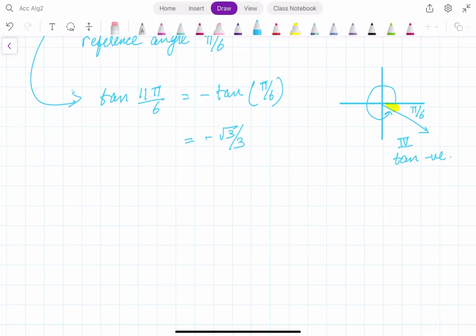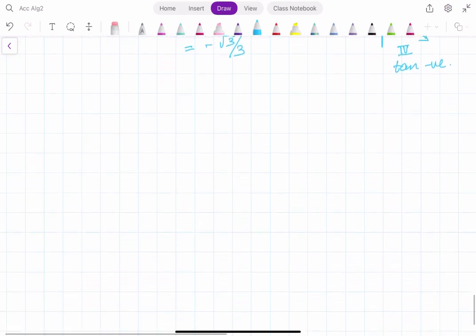Right? So the few things that you need to keep in mind: sketching is important, because with a sketch you will be able to identify where your angle will land, and in that particular quadrant which trig ratio is positive and which is negative. Because if you just write radical 3 over 3, that will be a wrong answer; it landed in the fourth quadrant, so it is negative. Let's take one more example.